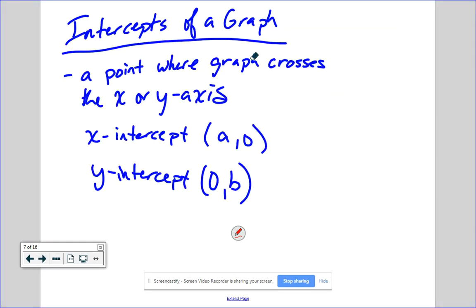Back to it here. Okay, intercepts. Intercepts are where a point crosses the x or y axis. If it's an x-intercept, you put 0 in for y. To solve for a y-intercept, you put in 0 for x.